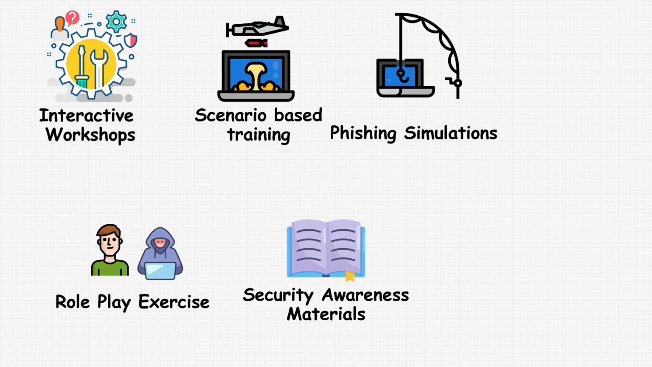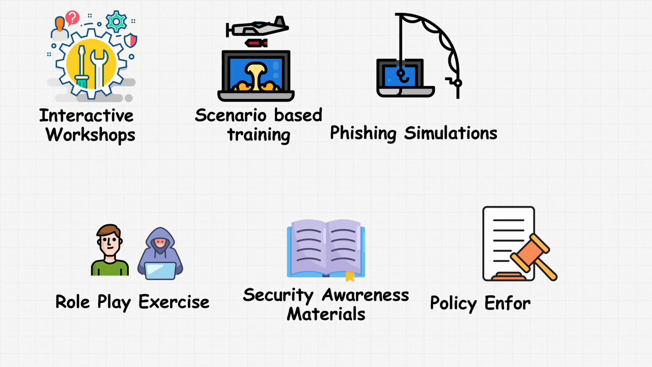And let's also talk about policy and enforcement. Now, reviewing and reinforcing organizational policies and procedures related to information security, data protection, and access control is a crucial thing to do. Emphasize the importance of following the company's protocols for verifying identities, handling sensitive information, and reporting suspicious activities or incidents.